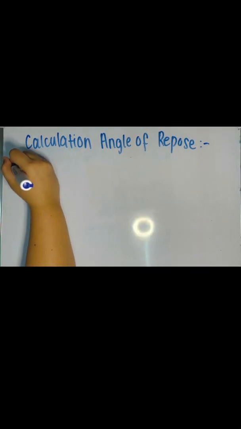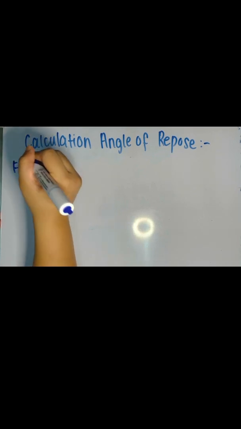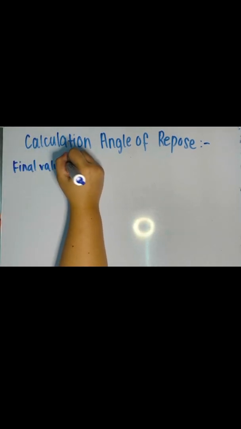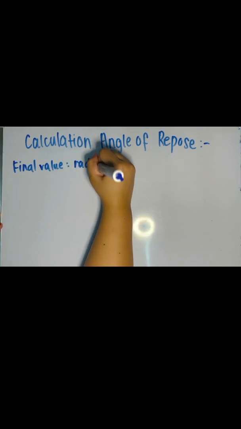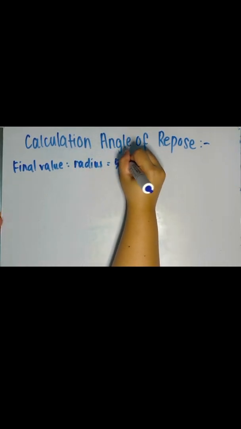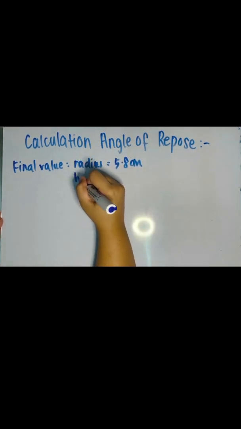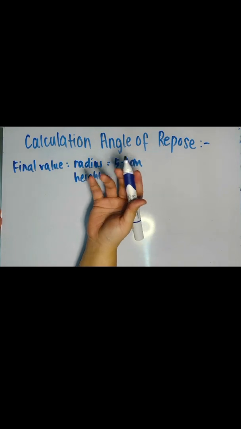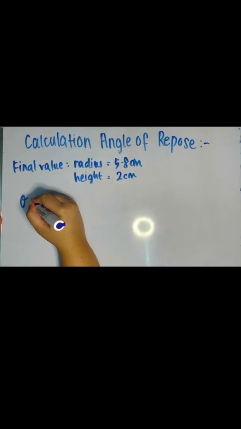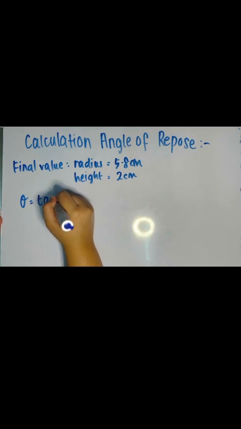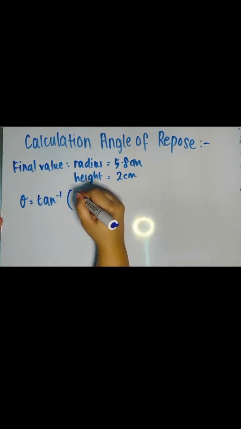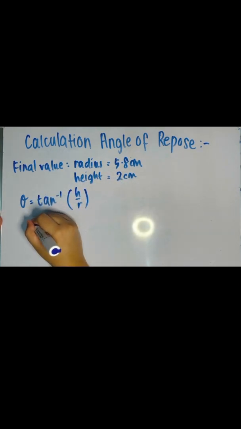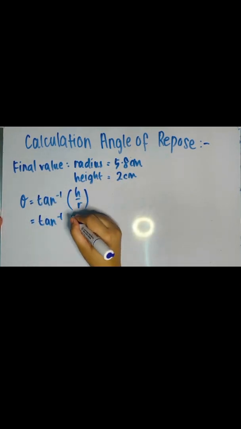So for the final values from the data that we calculated just now, the radius is 5.8 cm, meanwhile the height is 2 cm. If we base on the formula of angle of repose, we will have theta equals tan inverse of h over r. So we can substitute the values: tan inverse of 2 cm over 5.8 cm.